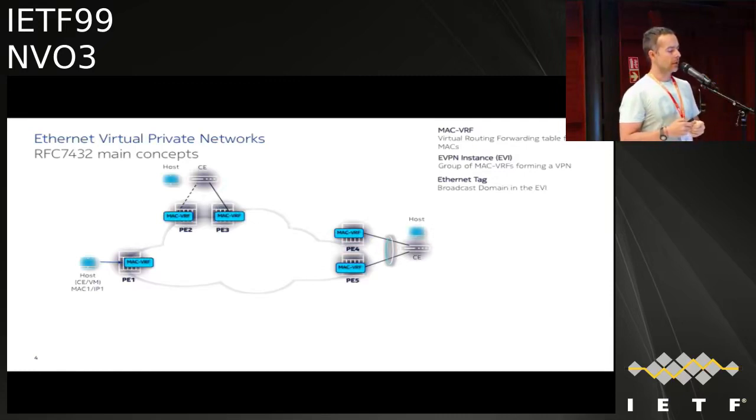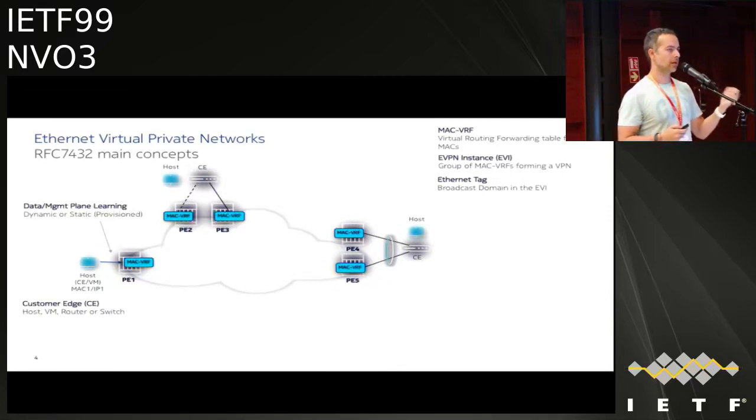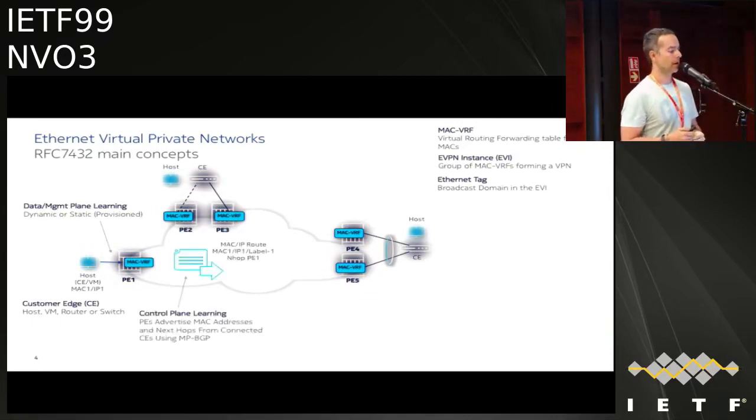Now, more characteristics of EVPN. Obviously, connected to those PEs, the attachment circuits, you can have customer edge devices, you can have hosts, you can have VMs, you can have routers, switches. The MAC addresses that you learn on those attachment circuits can be learned dynamically, statically, through the management plane, so there's no limitation there. But then, whatever you learn at the access, you can actually distribute in multi-protocol BGP using MAC IP routes. Those MAC IP routes encode the MAC and IP information of the attached hosts, and those are advertised along with a label and a BGP next hop.